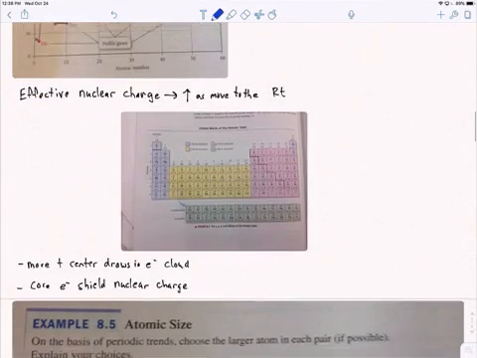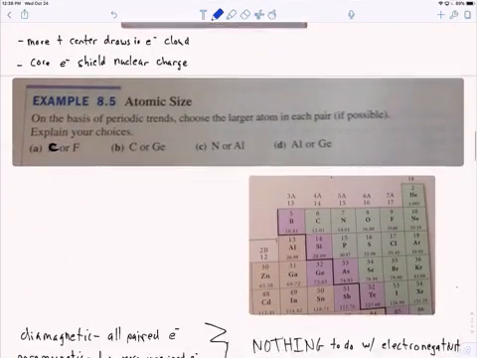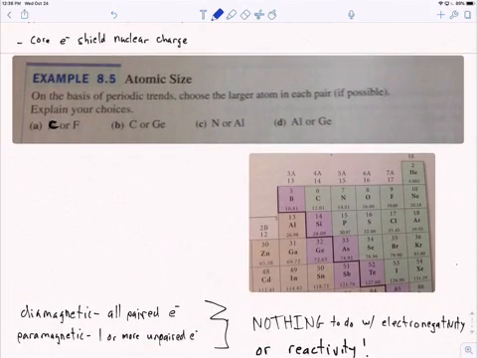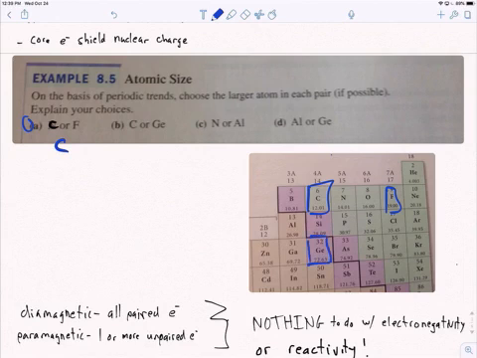Okay. And so let's use this logic. On the basis of periodic trends, choose the larger atom. So carbon or fluorine. Carbon is here, fluorine is here. Fluorine is to the right, fluorine is smaller, so the larger atom here is carbon. Are you understanding the trend? Or you can say carbon's to the left, it's bigger. Make sense?